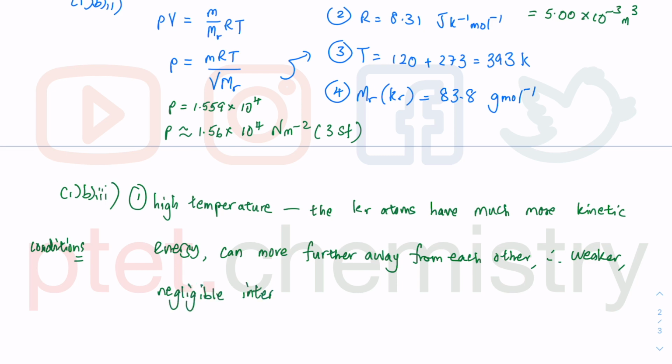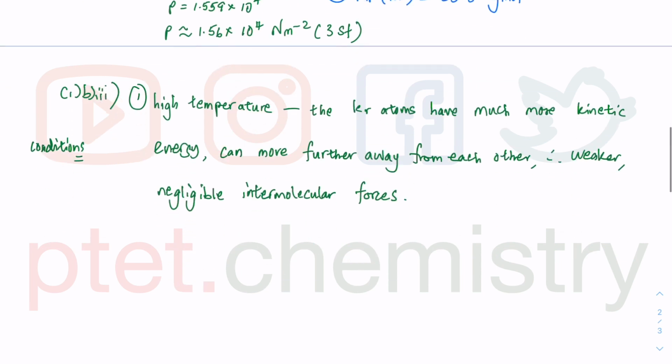As we mentioned earlier, one of the assumptions of ideal gases is negligible intermolecular forces. If you make the krypton atoms further and further apart until they have much weaker or negligible intermolecular forces, then you can reach the point of ideality. The next condition will be on pressure. So we want low pressure.